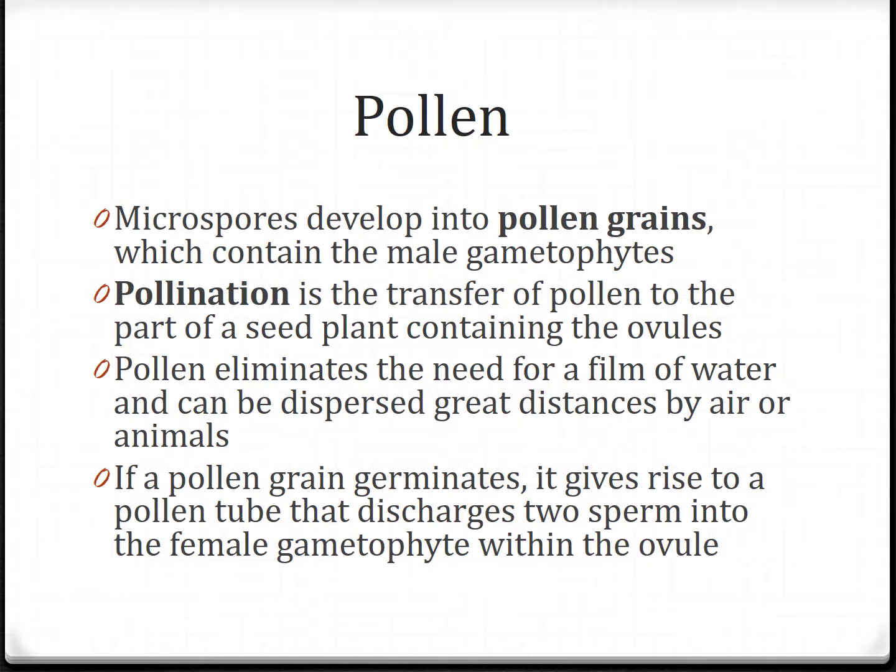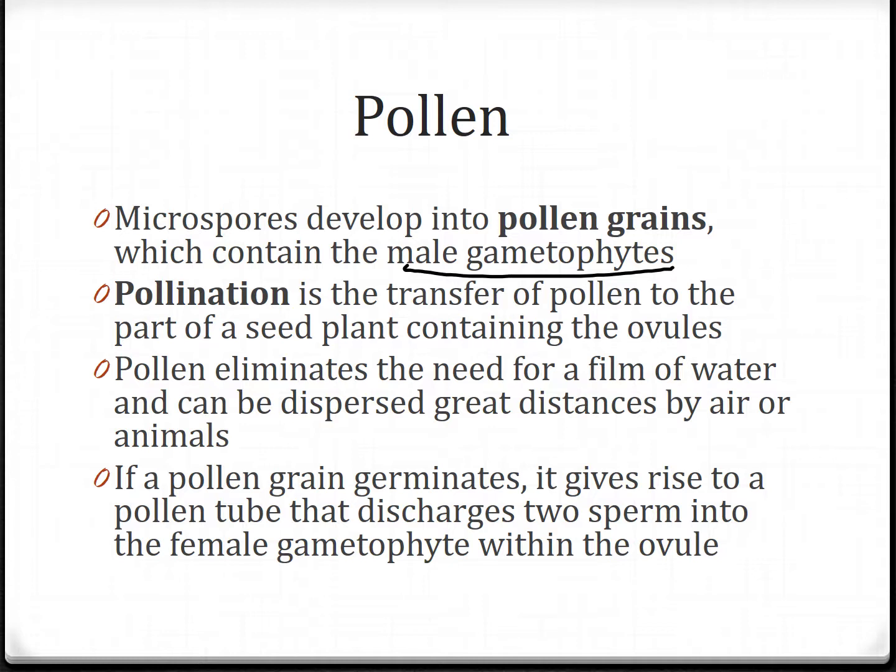As we mentioned before, in our seeded plants, which would be your gymnosperms and your angiosperms, the sporophytes are actually inside of the pollen grains. So microspores develop into pollen grains, which contain the male gametophyte. The process of pollination is when you take the pollen from one seed plant and transfer it to another. Now, this could happen with the same plant, and this could be called self-pollination, in which the pollen from the same plant fertilizes the egg of that same seeded plant.